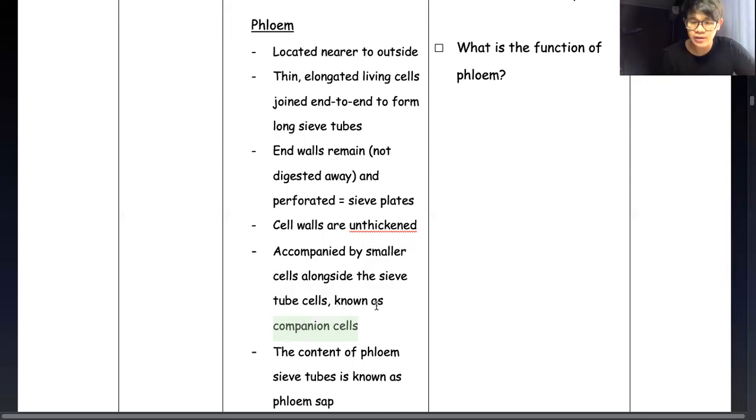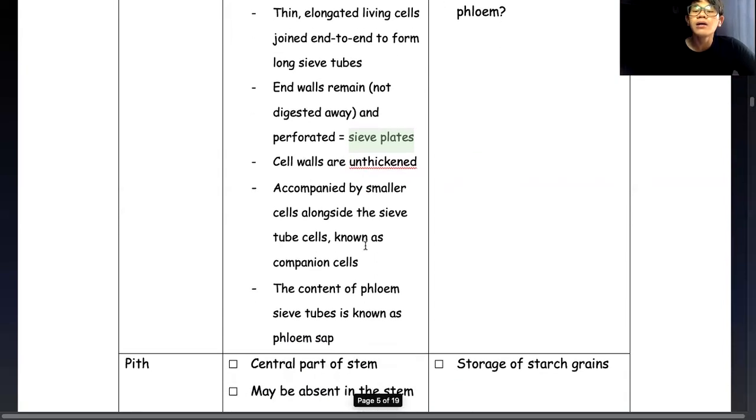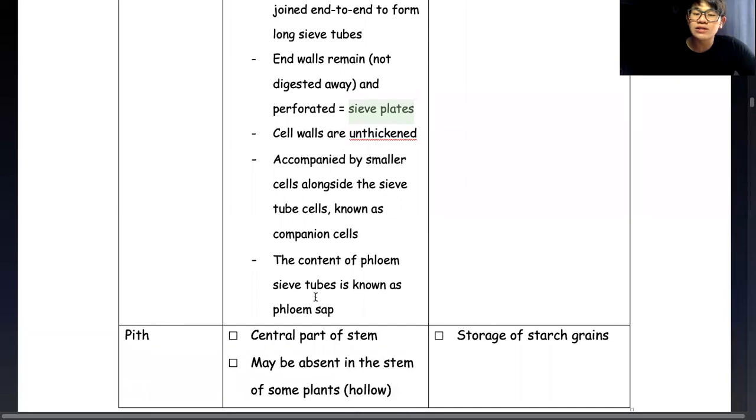Okay, so we will have a look. It will make much more sense nanti apa functionsnya companion cells, sieve plates, whatsoever arah phloem ini when we actually go through the process of translocation. Okay, I mean we just want to know the structures first. Okay, and here the content of phloem sieve tubes is known as the phloem sap.